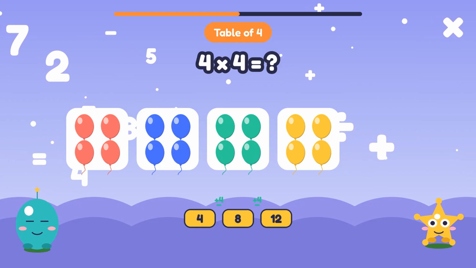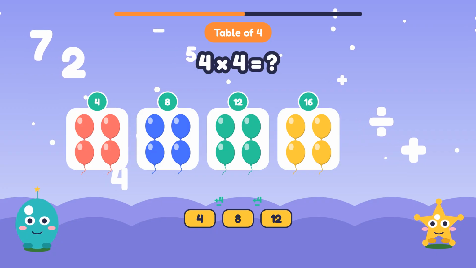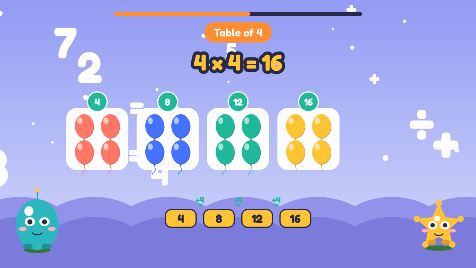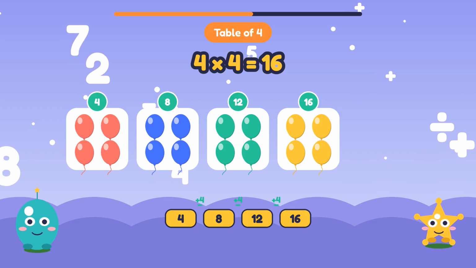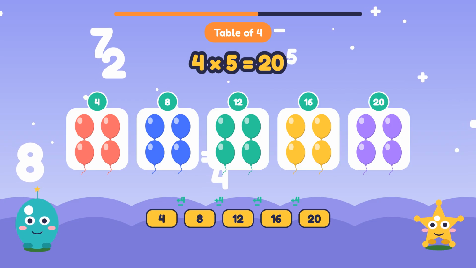Watch the ladder. 4, 8, 12, 16. 4 groups of 4. 4 times 4 is 16. 20. 5 groups of 4. 4 times 5 is 20.